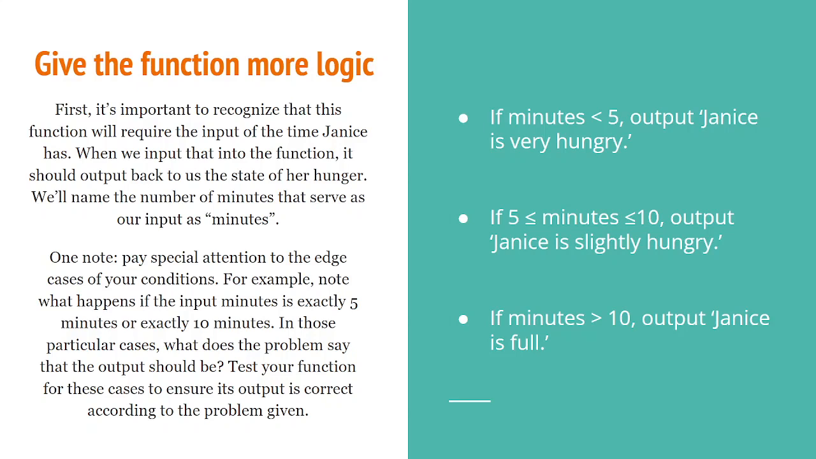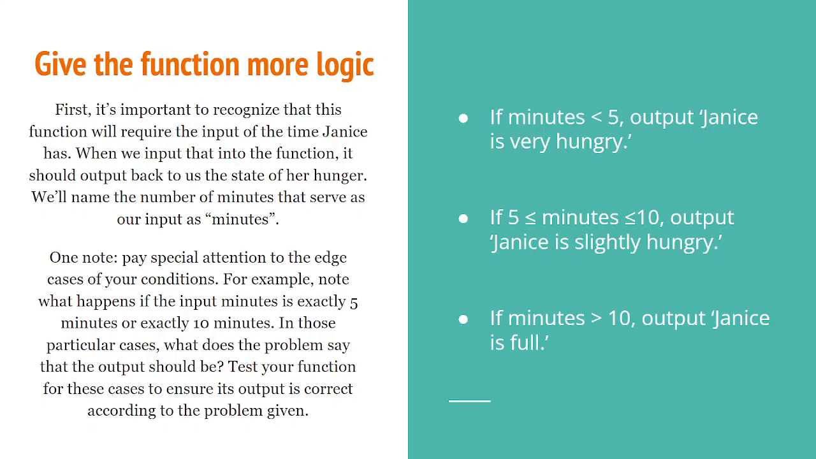Let's take a look at the pseudocode on the right. If the minutes is less than 5, the output will be Janice is very hungry. If the minutes value is greater than or equal to 5 and less than or equal to 10, the output will be that Janice is slightly hungry. And if the minutes value is greater than 10, the output will be that Janice is full.